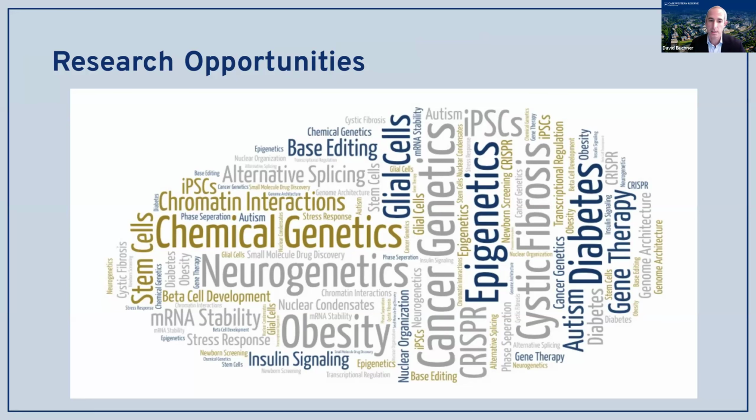But there's also expertise and people working on neurogenetics, obesity and diabetes, cells, neuroscience, glial cell development, CRISPR. We have an outstanding cystic fibrosis research center here, so there are a lot of opportunities there. People working on autism, people working on basic science opportunities, things like nuclear organization and genome architecture and different things like that, using iPSC cells and base editing. And so whatever you want to work on, there are likely people here that are doing that type of research.